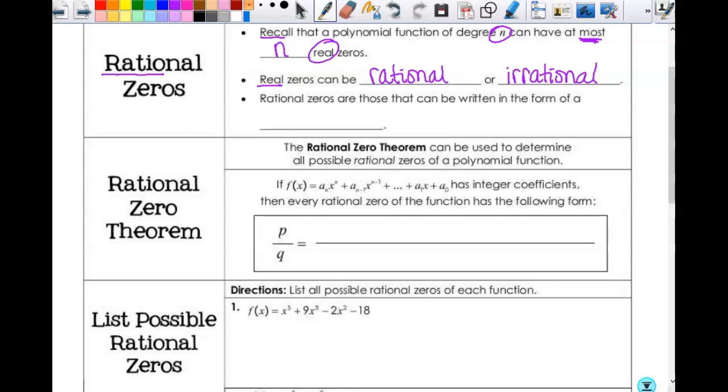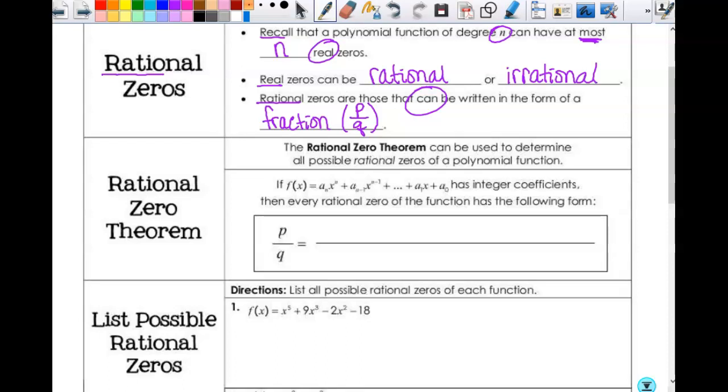Irrational numbers cannot. So rational zeros, or rational numbers in general, are those that can be written in the form of a fraction, like p over q. So 1/3 is a rational number because I have 1 over 3. 0.25 is a rational number because it can be written, not that they are, but they can be written in the form of a fraction. 5 is a rational number because I can put 5 over 1, right? Pi, not a rational number because you cannot make a fraction that equals pi. 22 over 7 is not it. That's a very bad approximation of it.